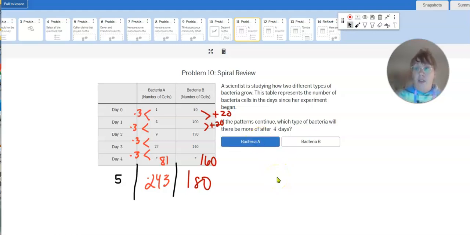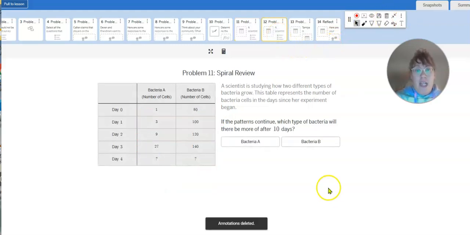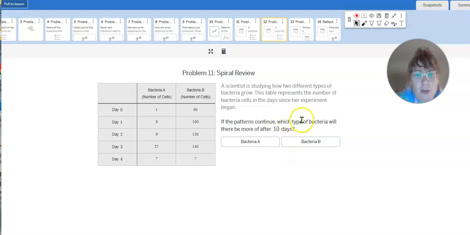Whenever we have that geometric sequence, when it's increasing with multiplication exponentially, it's going to get bigger much faster than if it's arithmetic, increasing with addition each time. Beautiful. Next slide. If the pattern continues, which type of bacteria will there be more of after 10 days?